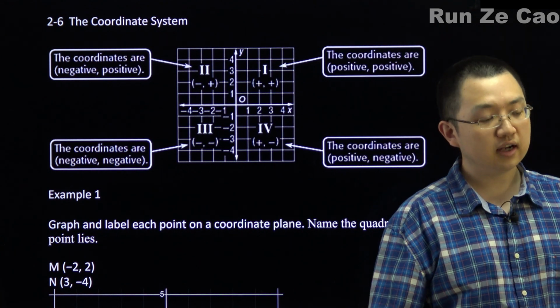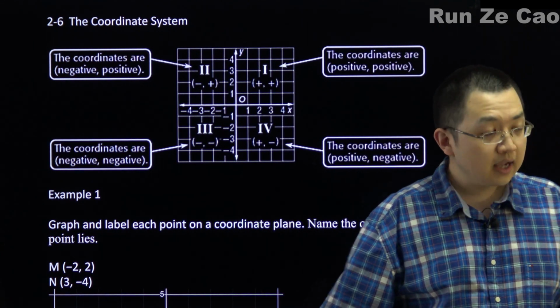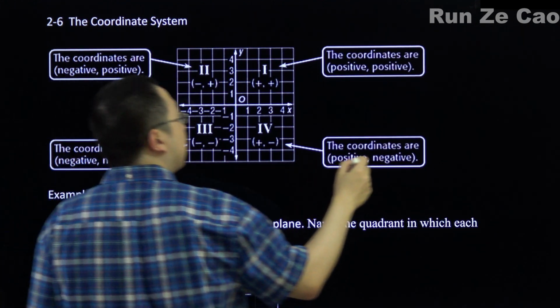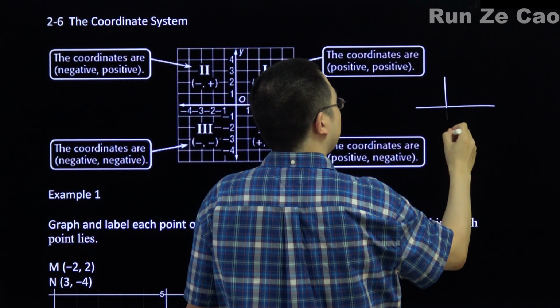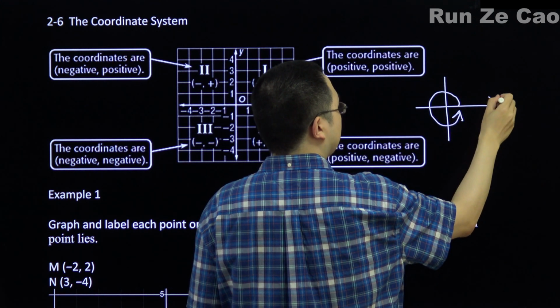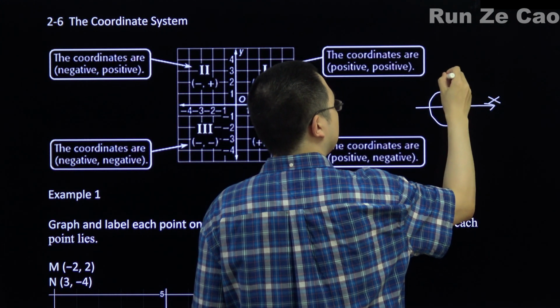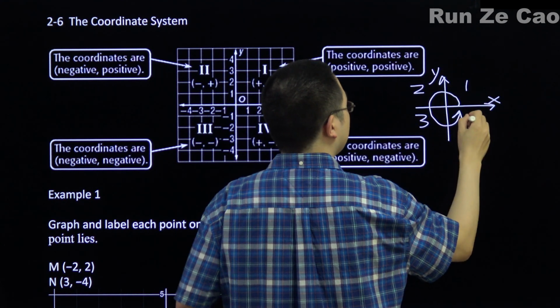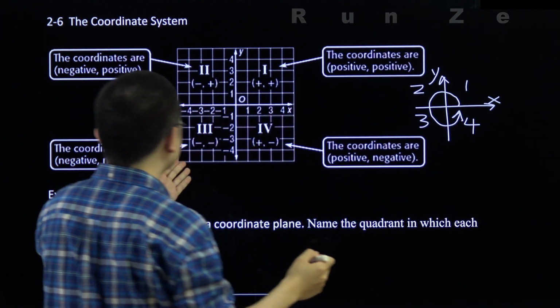The coordinate system, also known as the Cartesian grid, comes in 4 quadrants. These are numbered counterclockwise from the positive x-axis: 1, 2, 3, and 4 as shown in this diagram.